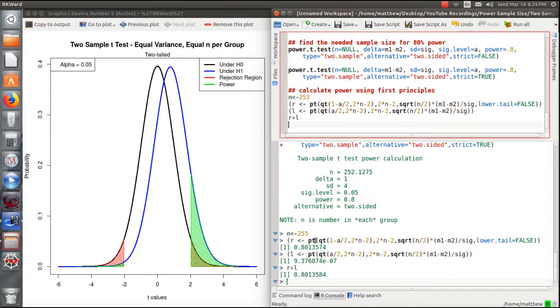So that's the end of the illustration. Hope you enjoyed it.